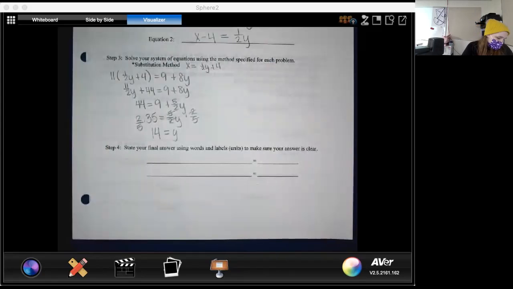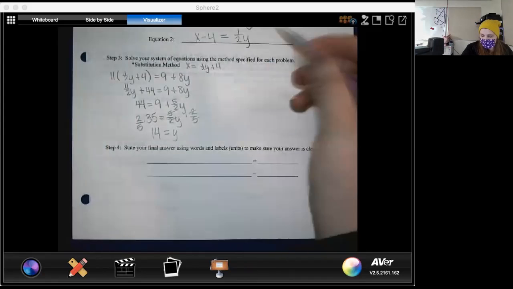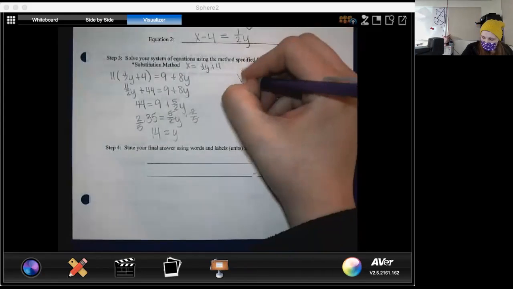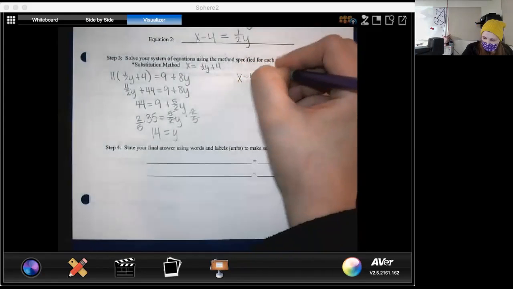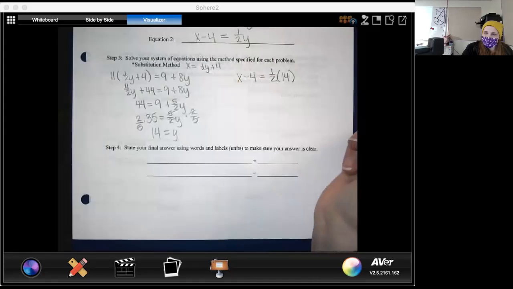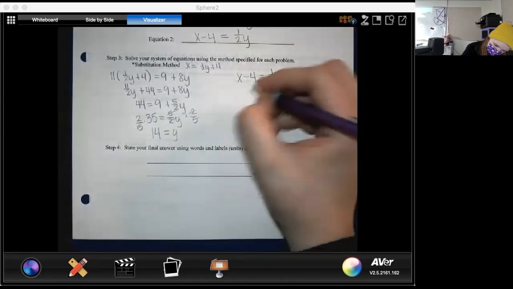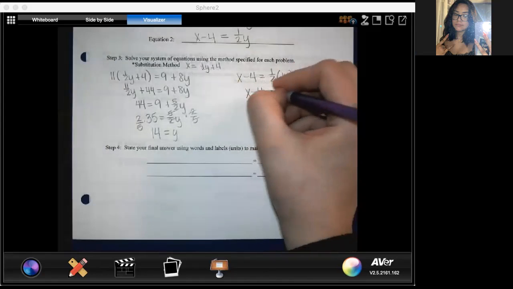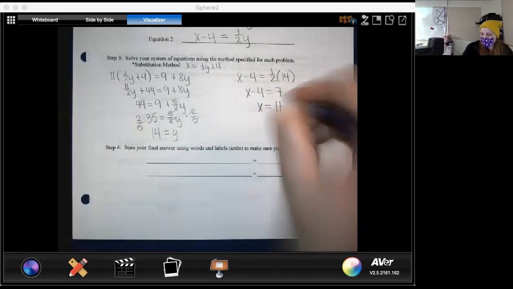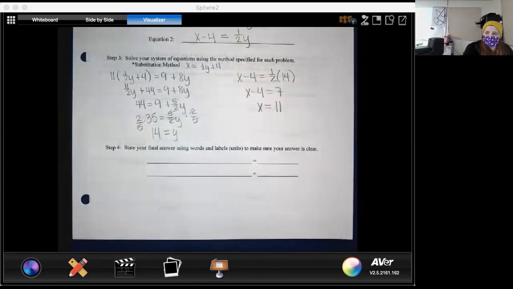Okay, now that we have 14, we're going to substitute it back in. It doesn't matter which one you substitute it back into. So if I have x minus 4 equals half of 14, half of 14 is 7, so therefore x is 11. Okay, so we have x and we have y.